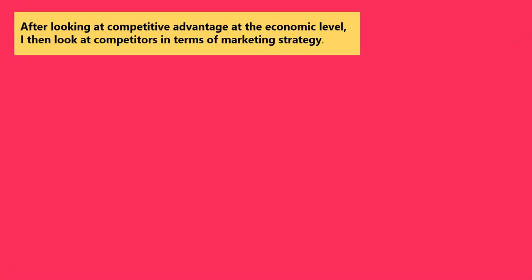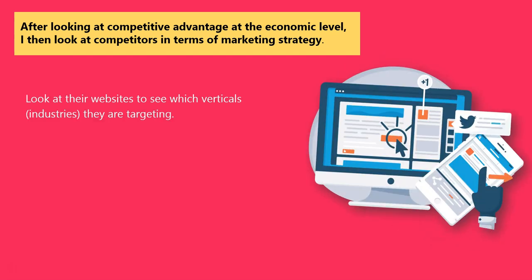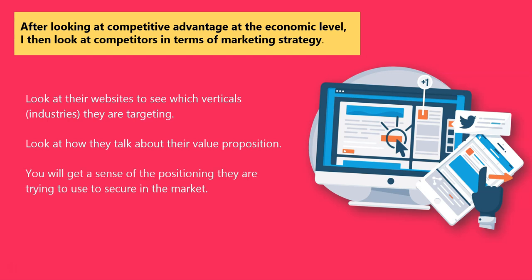After looking at competitive advantage at the economic level, I then look at competitors in terms of marketing strategy. Here you want to look at things like what target customers the competitors are going after and how they are communicating value to these customers. Look at their websites to see which verticals or industries they are targeting. Look at how they talk about their value proposition. You will get a sense of the positioning they are trying to use to secure in the market.